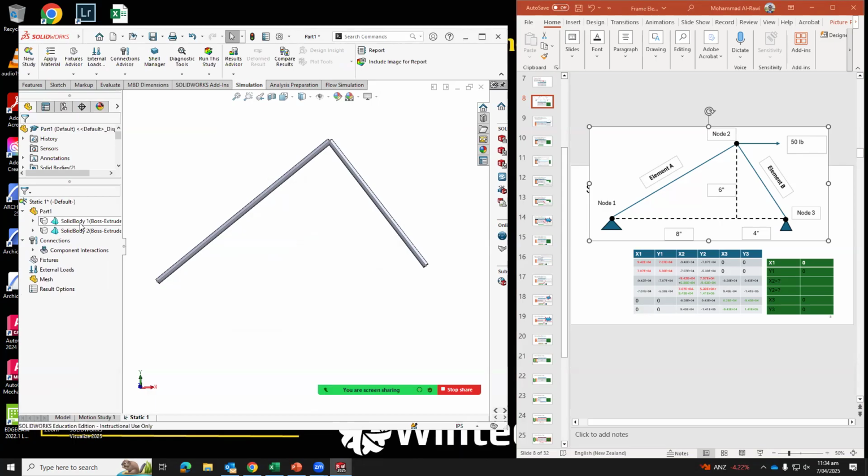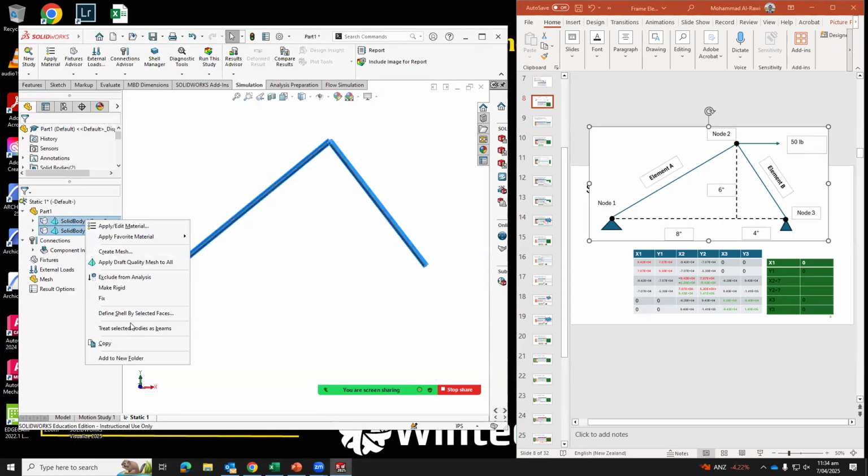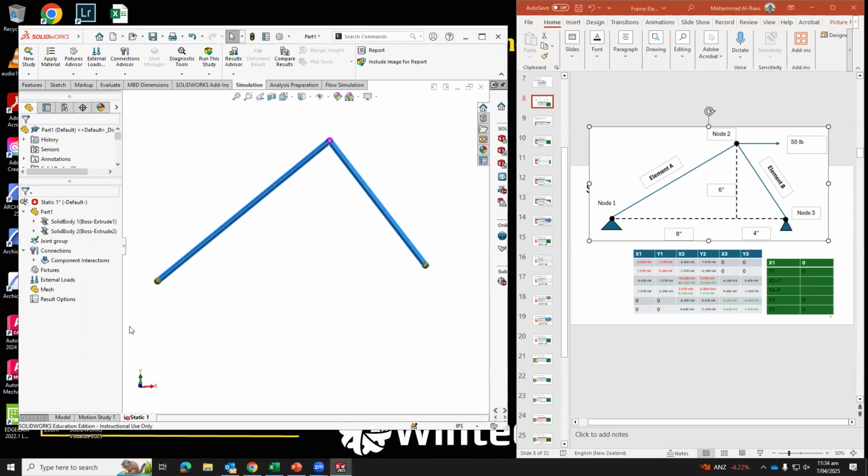You select both beams and the parts, right click on them, treat selected bodies as beams. That way, it will give you an error to say, hey, what's going on? You tricked me. Do you see that in the static on the top? It became like a red error. So we treated them now like beams. A beam could be different shapes: I shape, T shape, circular shape. Now, SolidWorks understands we're doing a truss analysis problem.